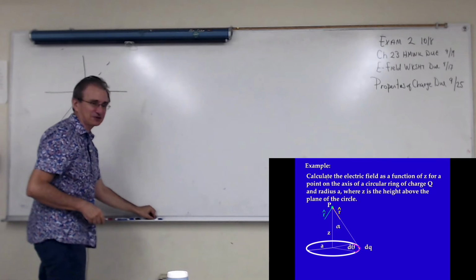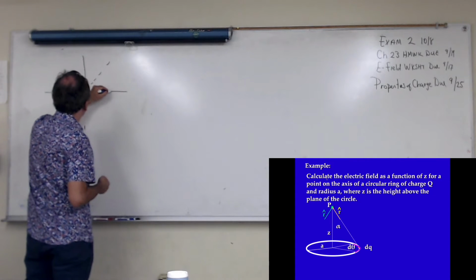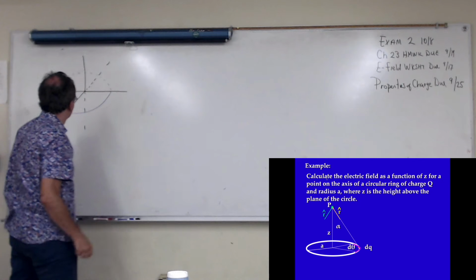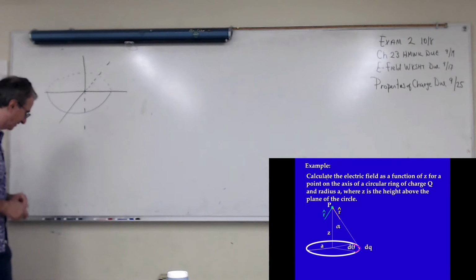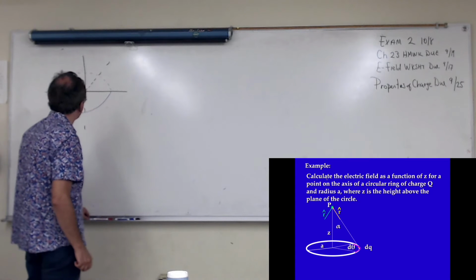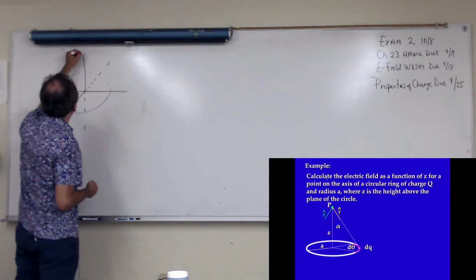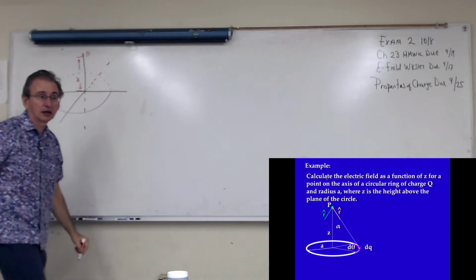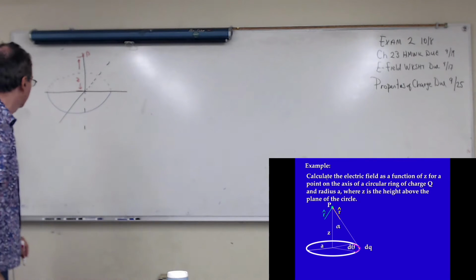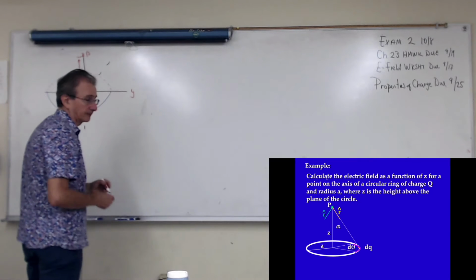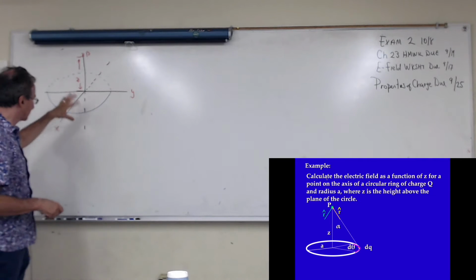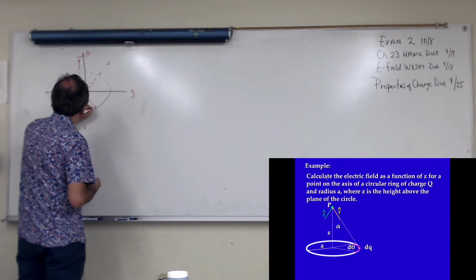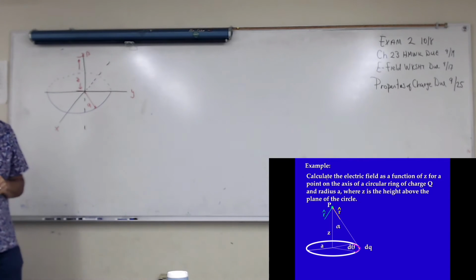And let's try to draw this ring. Okay, so there's the ring, as I can draw it. I want to calculate the electric field at this point P, which is a distance Z above the XY plane. The radius of this ring we'll call A.